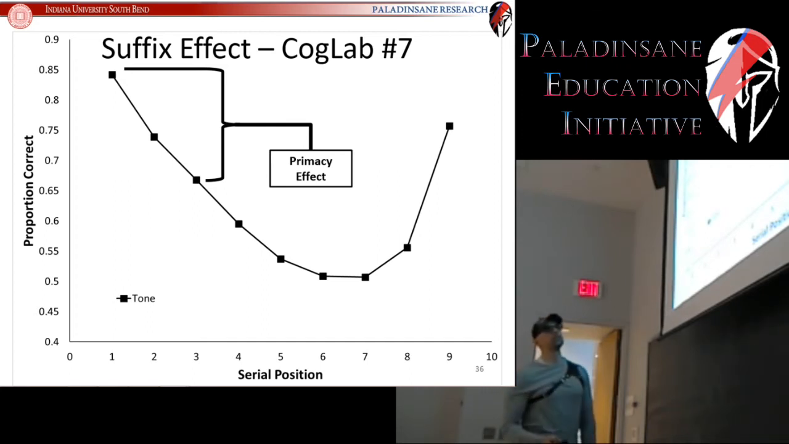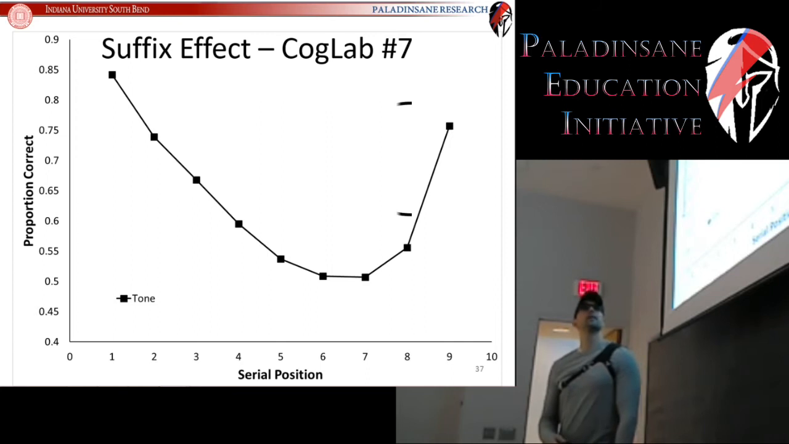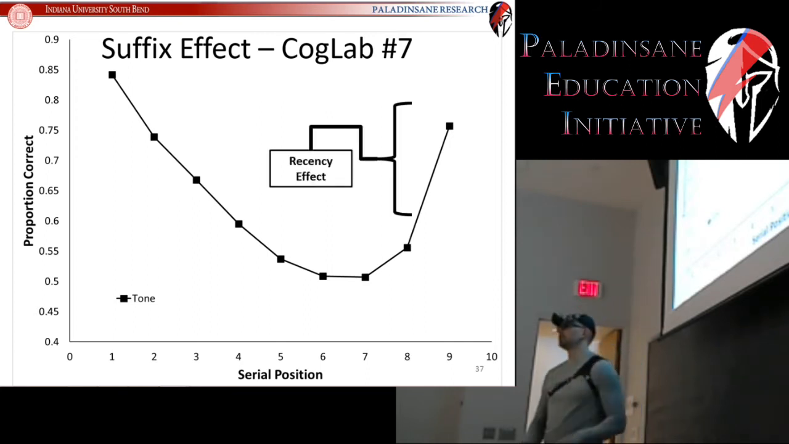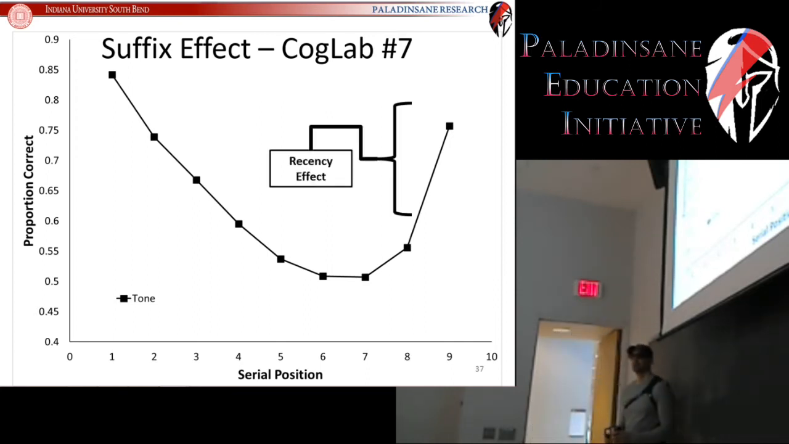What about the recency effect? What about the fact that we are really good at that last number, kind of good at the second last number? We're really good at the last number. So what might be going on there?